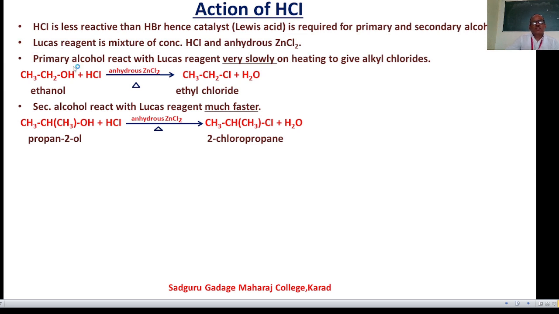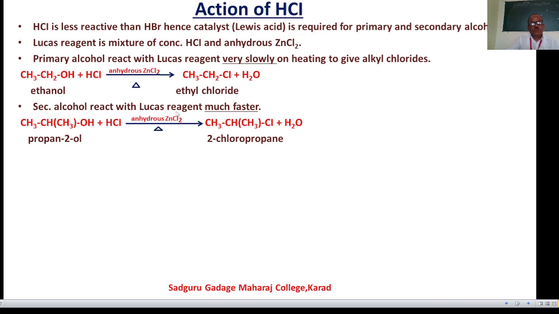Lucas reagent is a mixture of concentrated HCl and anhydrous zinc chloride. Primary alcohols react with Lucas reagent very slowly, and heating is also required, and it gives alkyl chlorides. For example, here ethanol, CH3CH2OH, with HCl in presence of anhydrous zinc chloride and heating, gives ethyl chloride. This is a slow reaction.